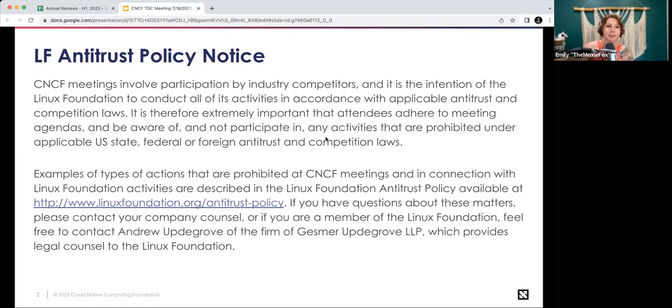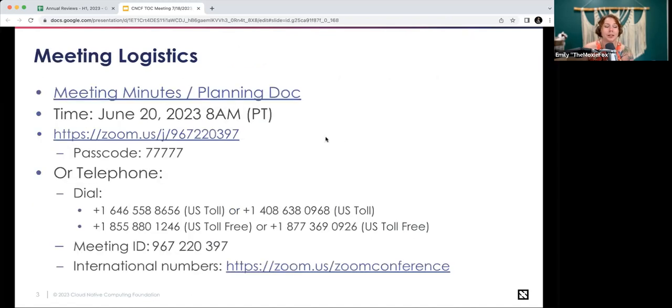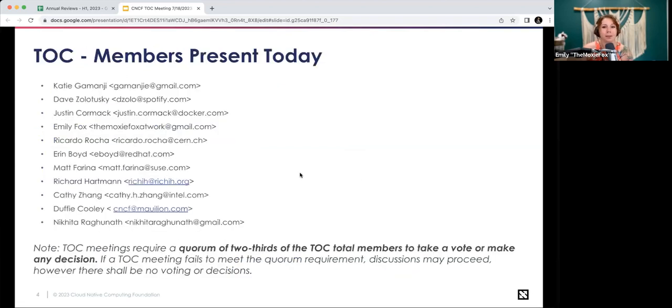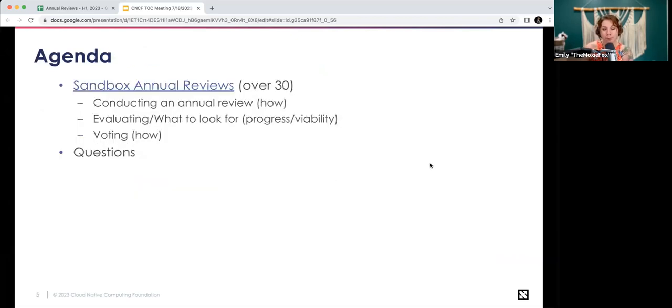I'm going to endeavor to fulfill the role of presenter in Amy's absence today. You're here. You know the meeting logistics. We have several TOC members present here today, but it doesn't look like we have everyone, and I don't think we're doing any sort of voting that would need quorum. So this is going to be a discussion.